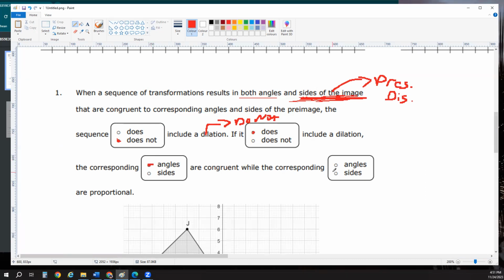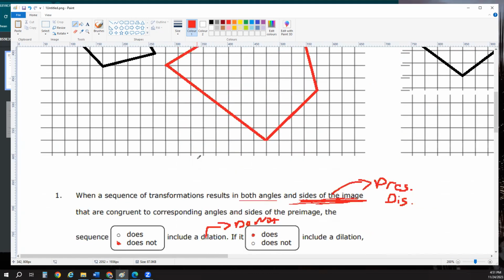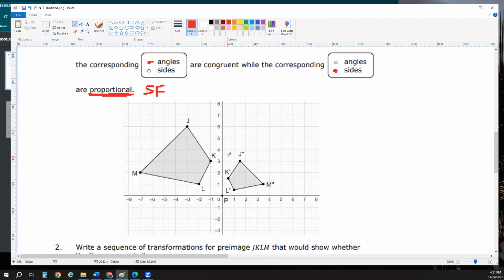And the sides are proportional, right? Because they do not maintain congruent sides, but they're proportional, and the proportionality is the scale factor. Remember, the scale factor is a proportionality, right? So yeah, that's cool. Let's scale out and I'll prove it to you.